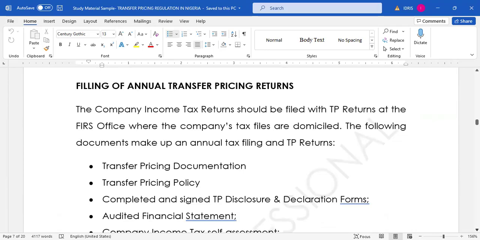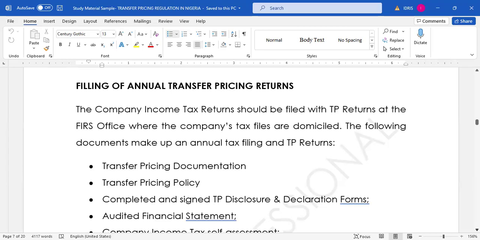Apart from the transfer pricing disclosure form, if you want to file an annual transfer pricing return, what are the contents of the annual transfer pricing return? Number one content of the annual transfer pricing return is transfer pricing documentation. Number two, transfer pricing policy. Number three, completed and signed transfer pricing disclosure and declaration form.